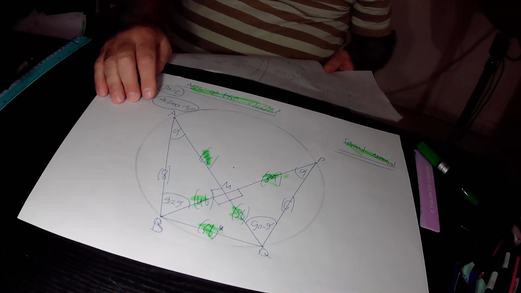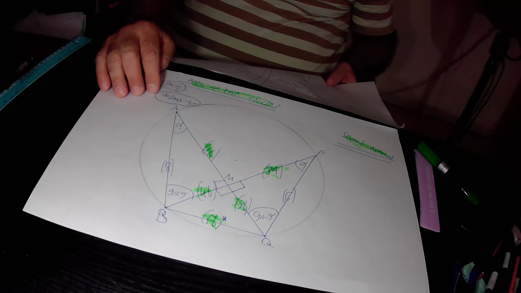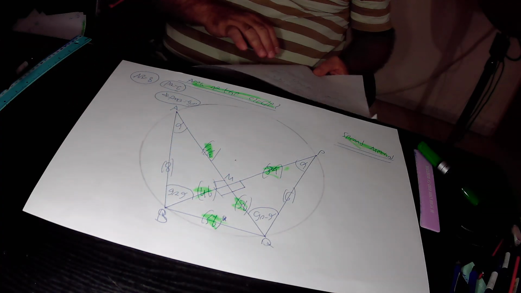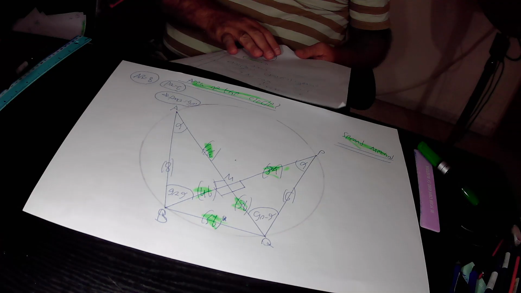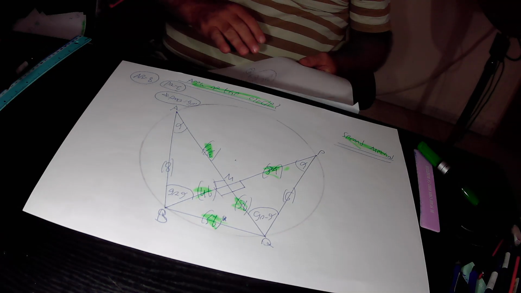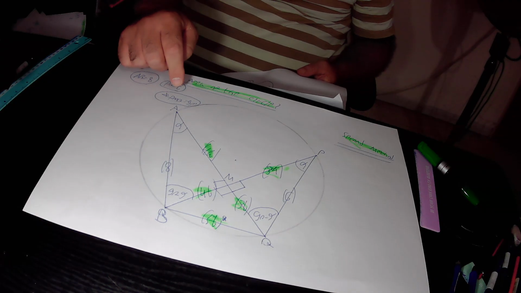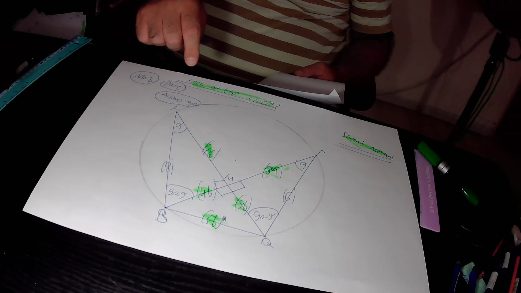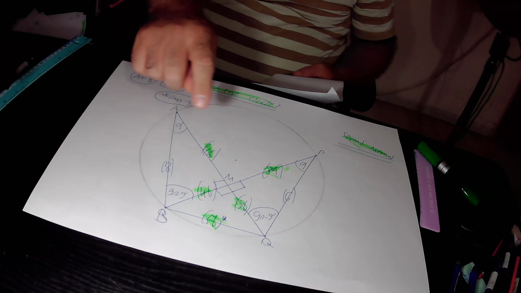In the next step, we calculate the area of this triangle ABQ in two different ways. And then we create an equation that says the area of triangle ABQ according to the first method must be equal to the area of triangle ABQ according to the second method.